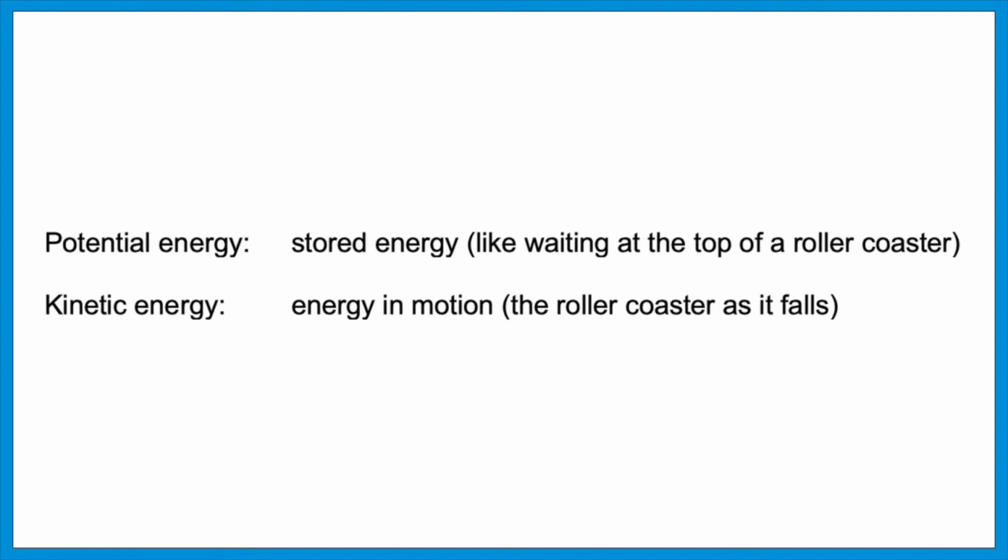Other recent test questions have asked about these specific types of energy. Potential energy is stored energy, like waiting to drop at the top of a roller coaster. Kinetic energy is energy in motion, or the energy as the roller coaster falls. So they might want you to know that gravitational potential energy would be highest right before an object drops, and then it decreases as the object falls. Likewise, a recent test question wanted you to see that when you compress a spring, the potential energy would also increase.